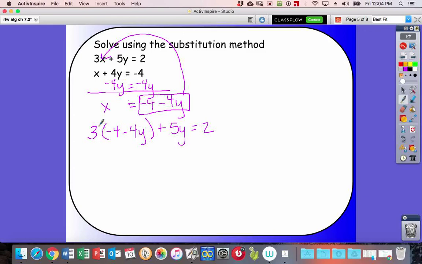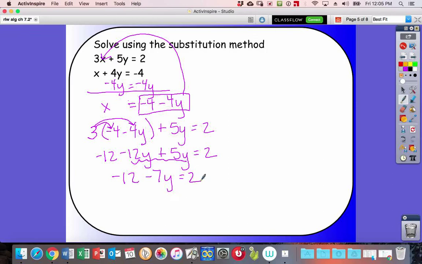So I have to distribute first. 3 times negative 4 gives me a negative 12. 3 times negative 4y gives me a negative 12y. Plus, I bring everything else down. Okay, now I can combine like terms here. I have a negative 12 minus 7y equals 2.